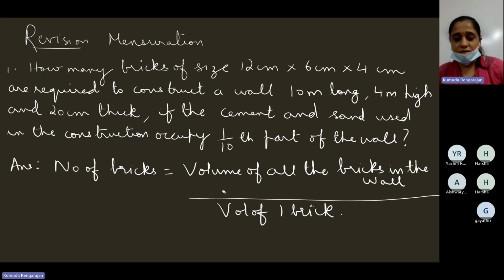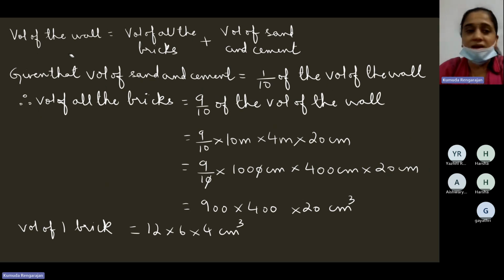Now, this is for our understanding. So volume of the wall is volume of all the bricks plus the volume of sand and cement. It's given that the volume of the sand and cement is 1/10 of the volume of the wall. So the volume of all the bricks will be 9/10 of the volume of the wall. We want the volume of all the bricks, right? So that is 9/10 of the volume of the wall.